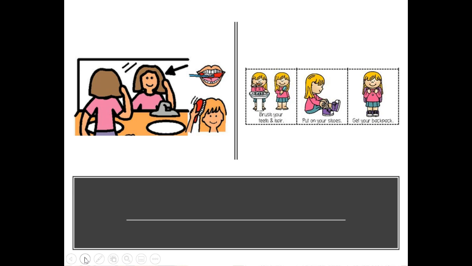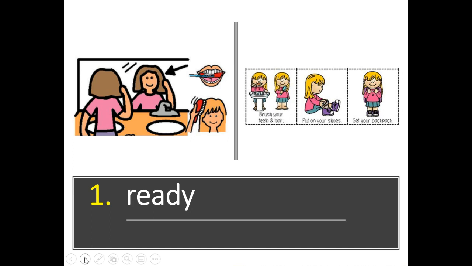And in the next picture, I notice something similar. A girl is brushing her teeth, brushing her hair, putting on her shoes, getting her backpack. So, how are these pictures the same or similar? They both. Well, they both show ready. So number one is ready.